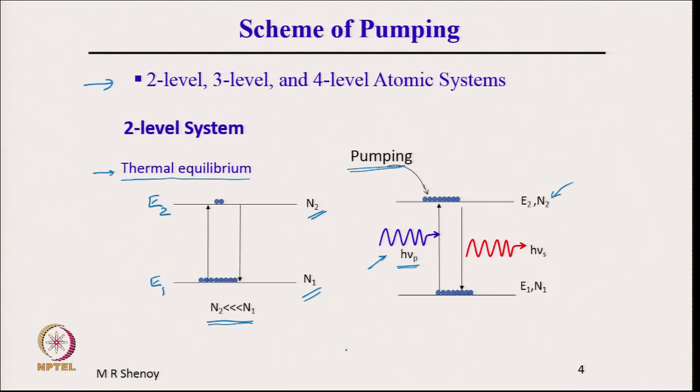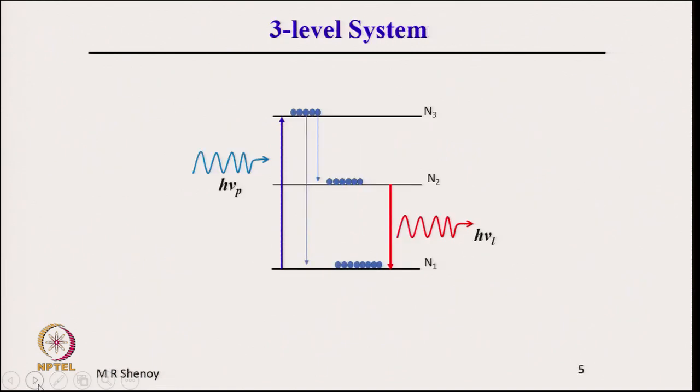And we will see the rate equations which will tell whether it is possible to get N2 greater than N1 or not. So, that is a 2 level system. And then let us see what is a 3 level system. So, here is a 3 level system.